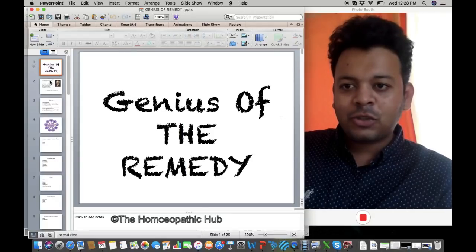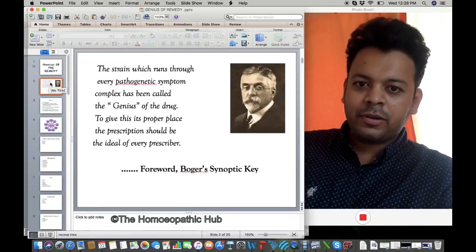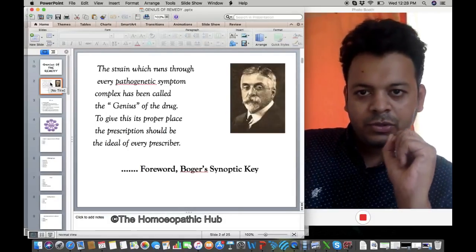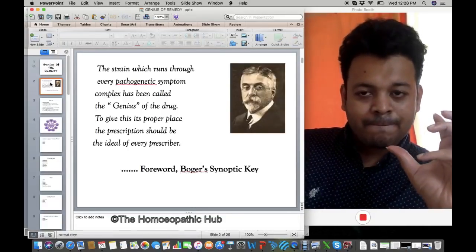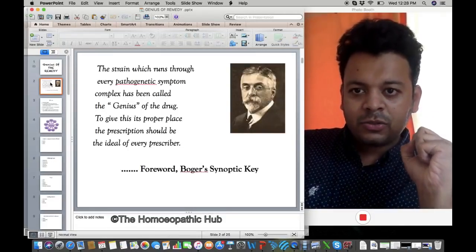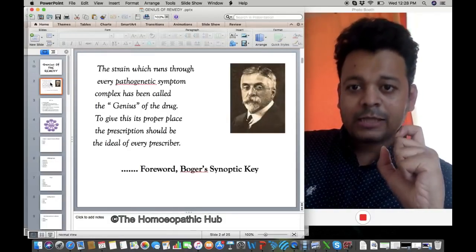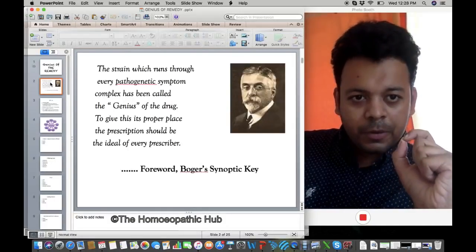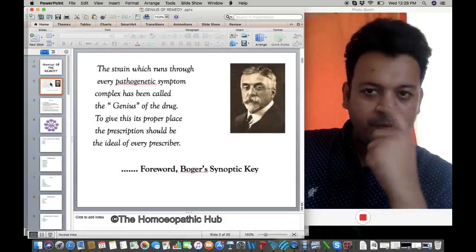This is what actually was done by a great homeopath, Dr. Boger. And he wrote in Boger's Synoptic Key, the strain which runs, listen carefully, try to understand what he writes. The strain which runs through every pathogenetic symptom complex has been called the genius of the drug. To give this its proper place, the prescription should be the ideal of every prescriber.